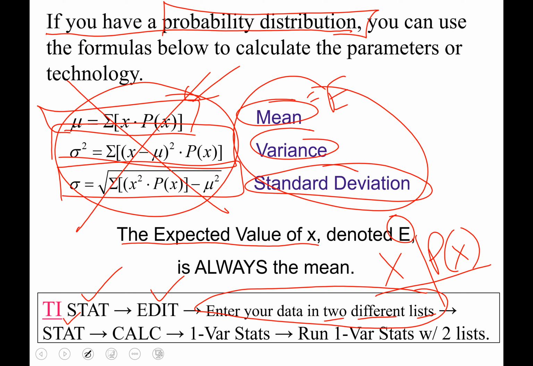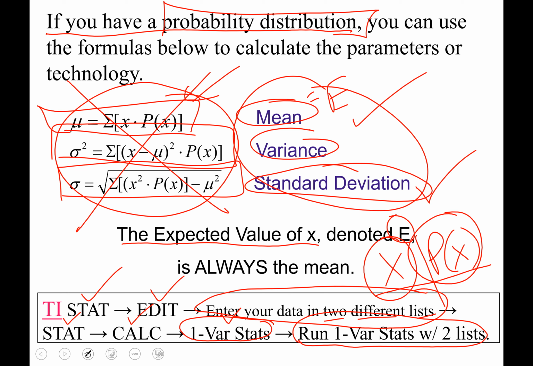Then you'll hit Stat again, then you'll hit Calculate, then you'll open the program called One Variable Stats. Hopefully this rings a bell. You guys have run this program before. We're just going to run it a little differently. When we first practiced running One Variable Stats, it was off of one list. Right? L sub 1 was the default. But we're going to run One Variable Stats off 2 lists. And that'll be the x values and the probability of x values. And then this program will output for us the mean, the standard deviation. We can square the standard deviation to get the variance. And if asked what we expect the value of x to be, we'll go with the mean.